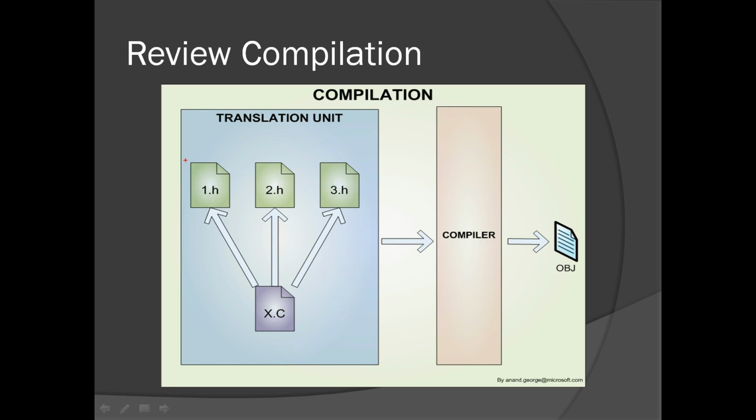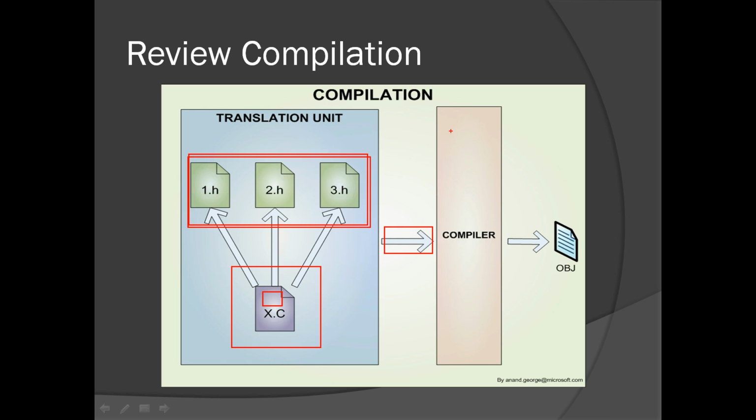The compilation process takes one single CPP or C file at a time, with its dependencies. The header files included in this CPP file come here, and we give that to the compiler as input. The compiler, which is Cl.exe, along with the compiler options, produces the object file. The object file contains the assembly instructions corresponding to the code in this file. So x.c will make x.obj.